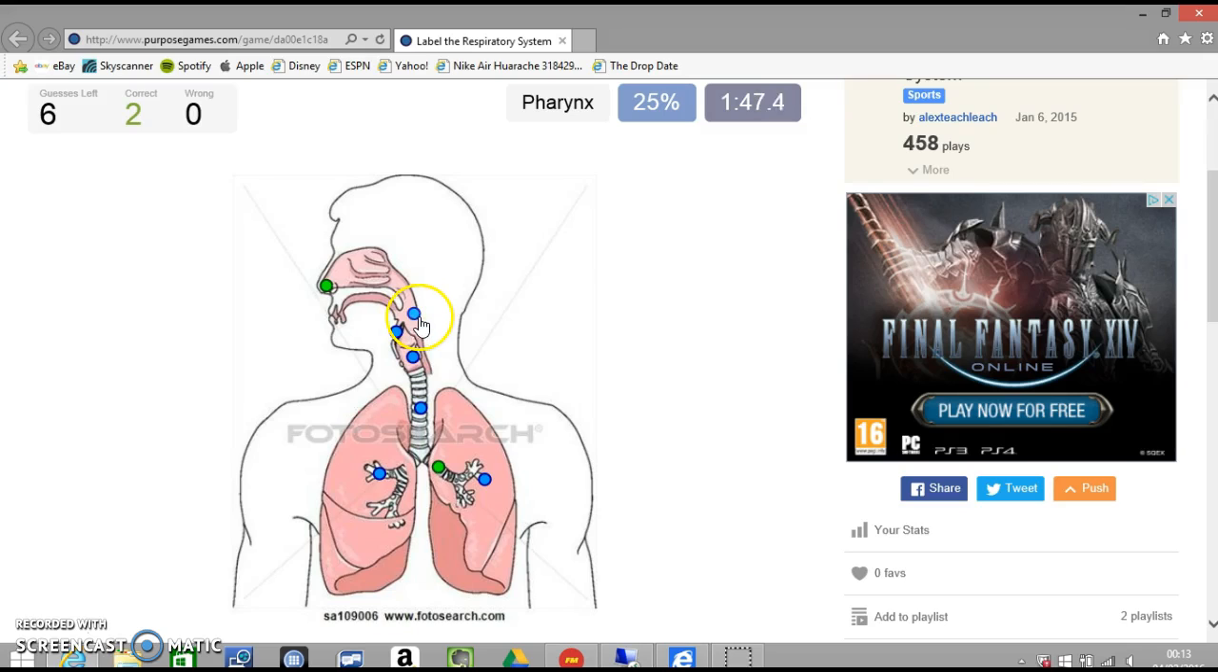Next one's your pharynx. Air passes through the pharynx at the back of the throat. So as soon as you breathe in, the air goes straight back there. That's the first thing it hits, really.